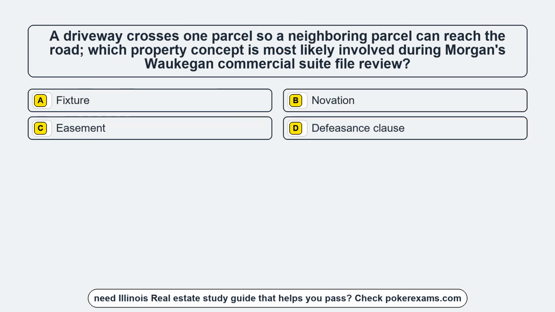Question 11. A driveway crosses one parcel so a neighboring parcel can reach the road. Which property concept is most likely involved during Morgan's Waukegan Commercial Suite file review? Option A, fixture. Option B, novation. Option C, easement. Option D, defeasance clause.